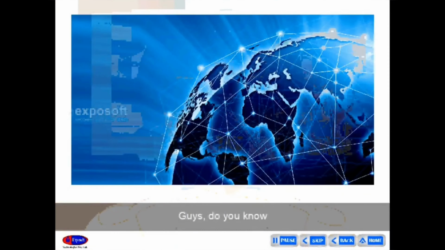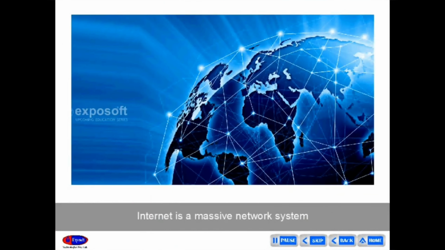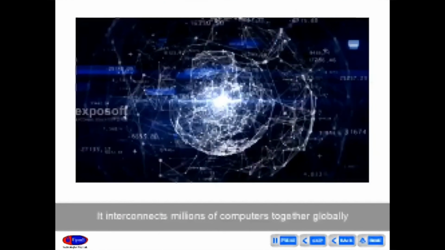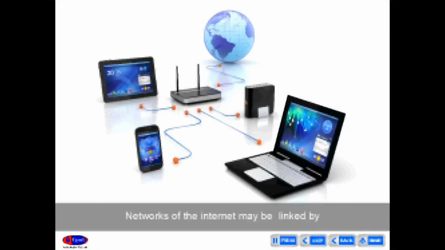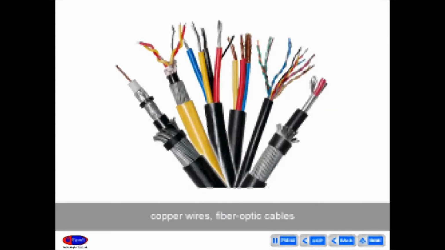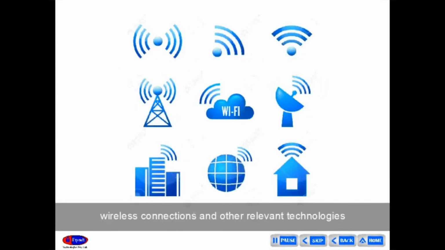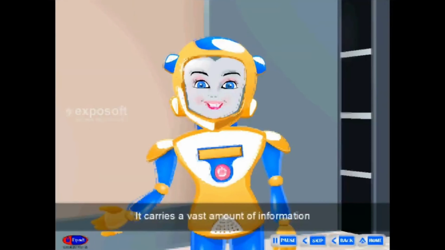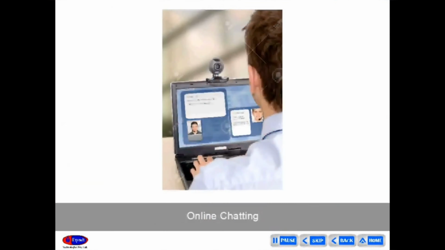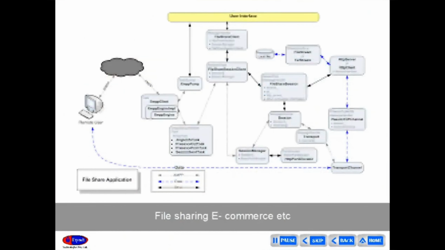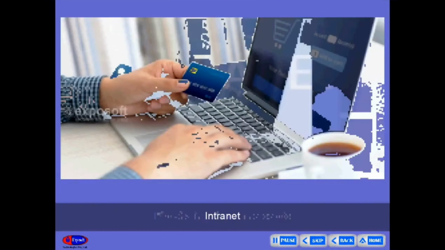Guys, do you know? Internet. Internet is a massive network system. It interconnects millions of computers together globally. Networks of the Internet may be linked by copper wires, fiber optic cables, wireless connections, and other relevant technologies. It carries a vast amount of information, resources, and service like email, online chatting, e-education, teleconferencing, file sharing, e-commerce, etc.